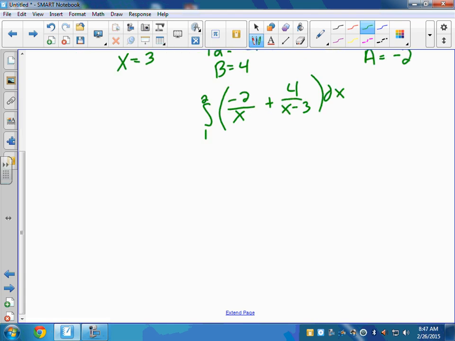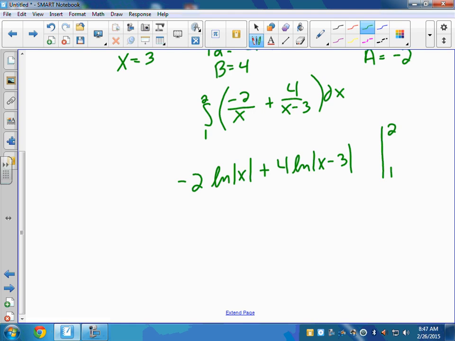I tend to just say, oh, I have a negative 2 here, and then I would be left with 1 over x, so that would just be ln of x, plus, I have the 4, it doesn't mean anything, because then I would just be left with 1 over x minus 3, which would also be ln of x minus 3. And since you're evaluating this, you could combine it together first, or you could just plug the numbers in. I don't know which one is better, but then you're going to evaluate that from 1 to 2.